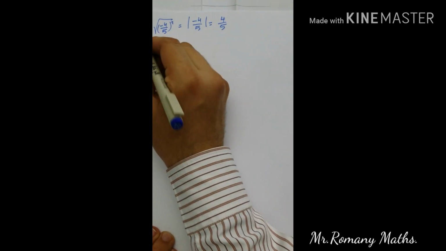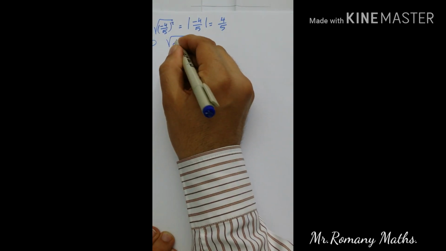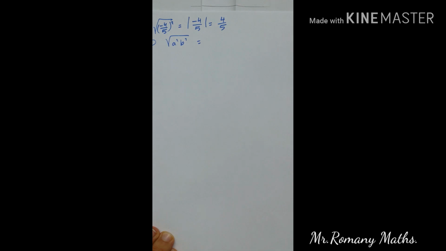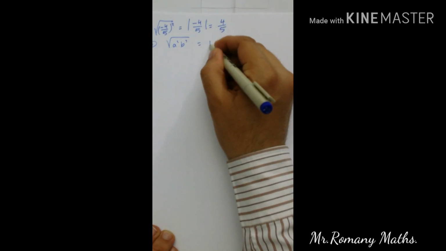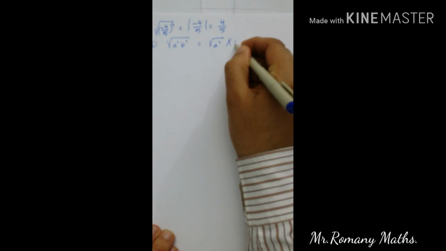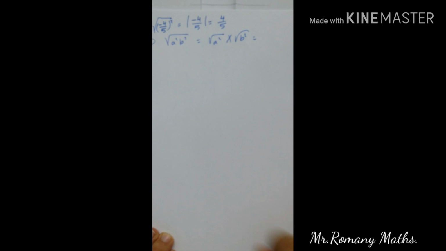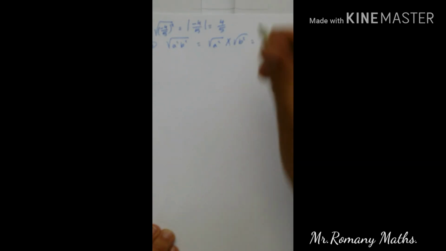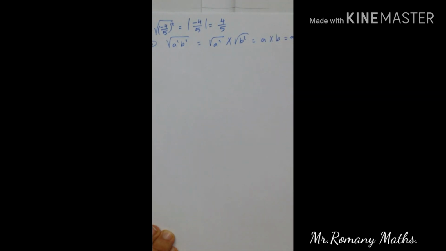Remember, number 4, square root of a square b square equals, yes, square root a square times square root b square. You can distribute the square root on the two letters. Equals a times b equals ab, right?